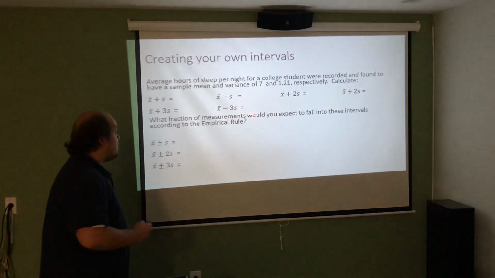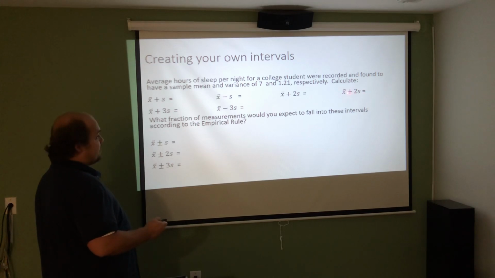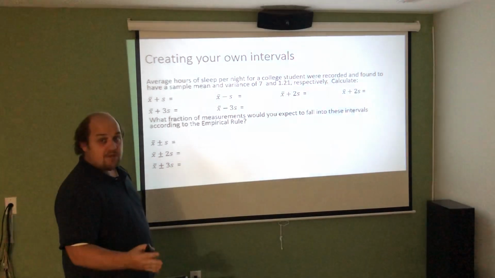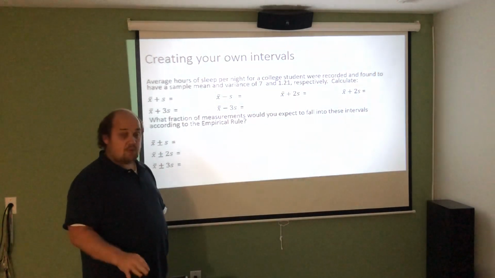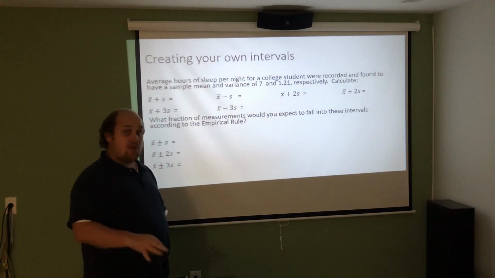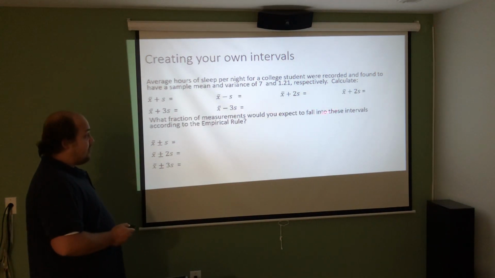So when I'm making these intervals, this is going to be 7 plus 1.1, which gives me 8.1, 7 minus 1.1, which gives me 5.9, 7 plus 2 times 1.1, which gives me 9.2. This really should be x bar minus 2s, I'm sorry about that typo, but I would continue in this way where I'm just plugging in 7 for x bar, and wherever I see an s, 1.1. Just remember that they tell you the variance, s squared, you need to take the square root before you start making the intervals.